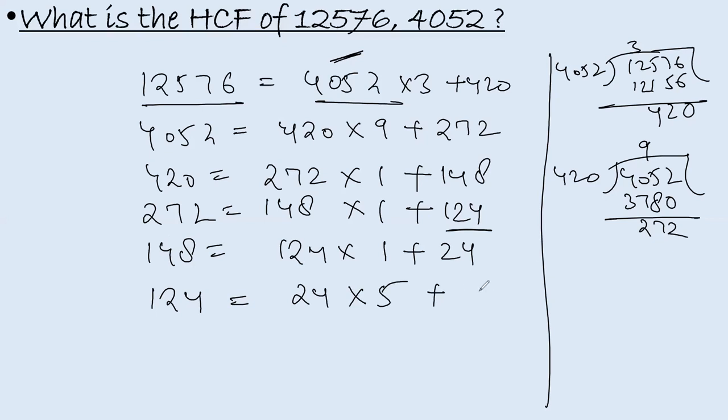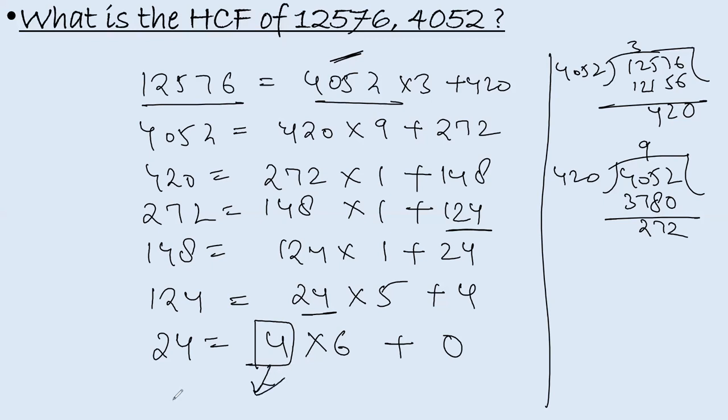When you divide 124 by 24, it will go 5 times and the remainder is 4. So now this will become the divisor, and 4 times 6 is 24 and the remainder is 0. It means when you have the remainder 0, the divisor will become the HCF. So the HCF of 12576 and 4052 is 4. I think it's very much clear. Okay, so these are the long steps.